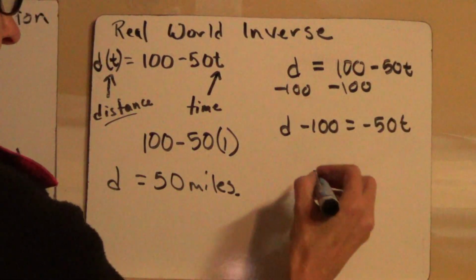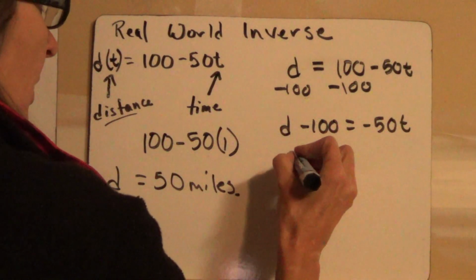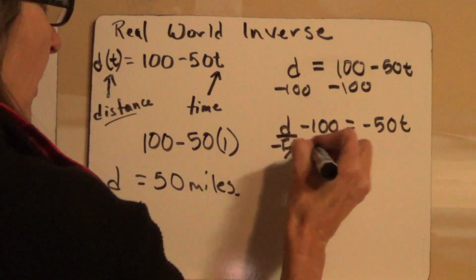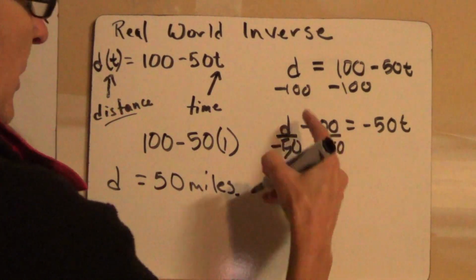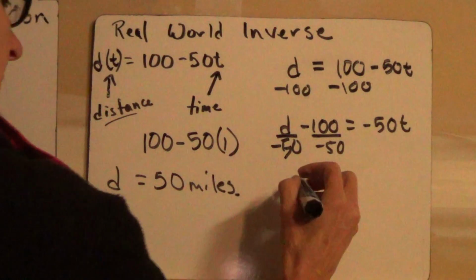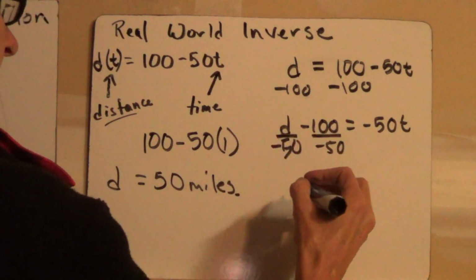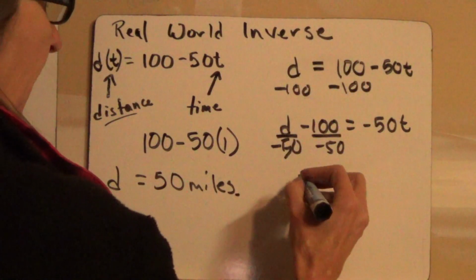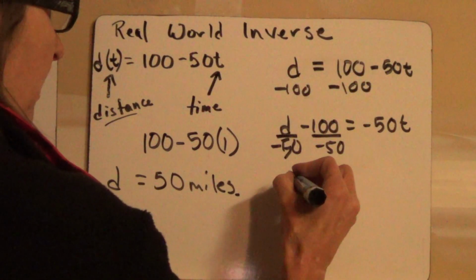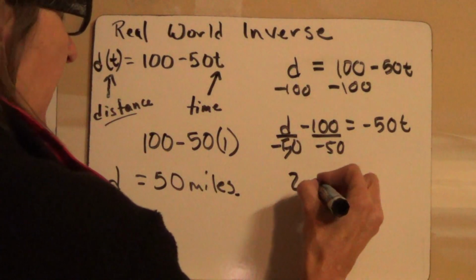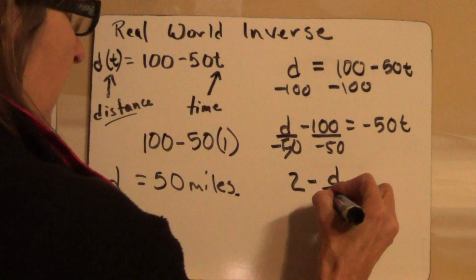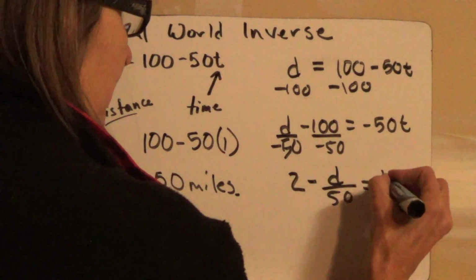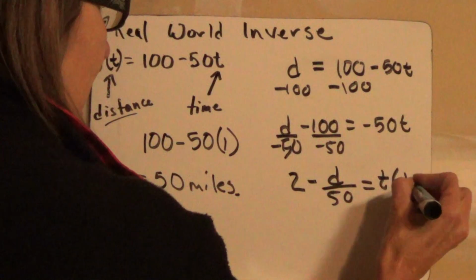Now we're going to divide by negative 50, so I'm going to put the whole number in front like we do with the imaginary numbers. So negative 100 over negative 50 would be a positive 2 minus d divided by 50 equals our time. Now this time is dependent of distance.